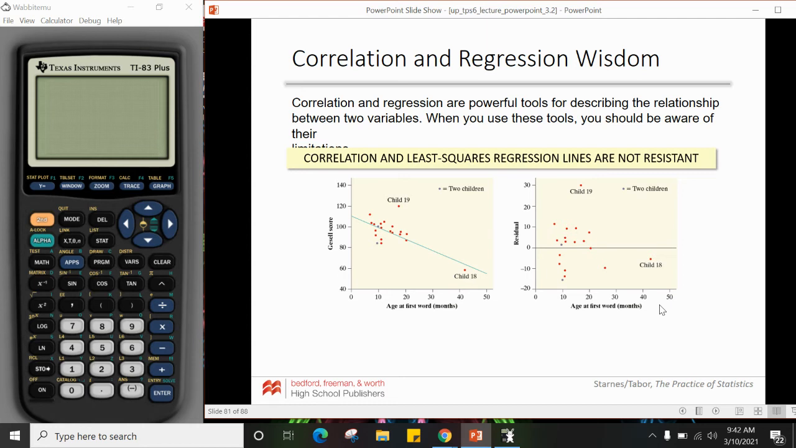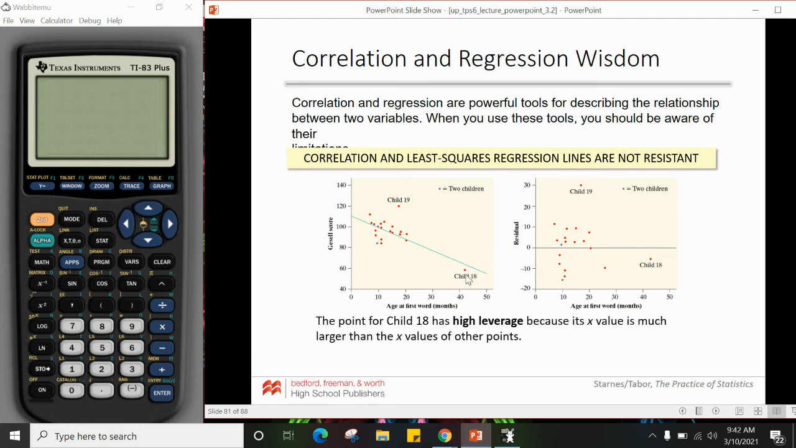The other important thing to remember is that correlation and least squares regression lines are not resistant. One value could substantially change everything. They are not resistant, just like means are not resistant. If you were looking at salaries and someone made $1 billion and everyone else made $60,000, that point is really going to pull up the mean. Same thing here. One point has the potential to really change what we're looking at.